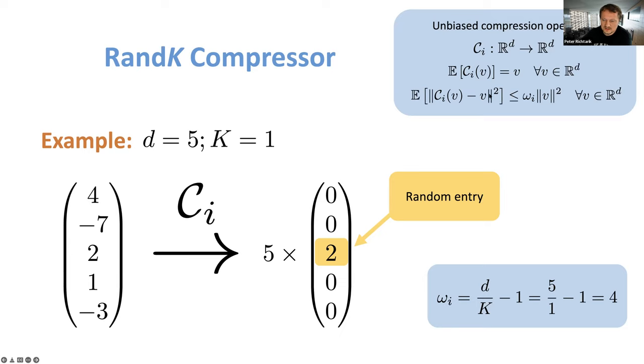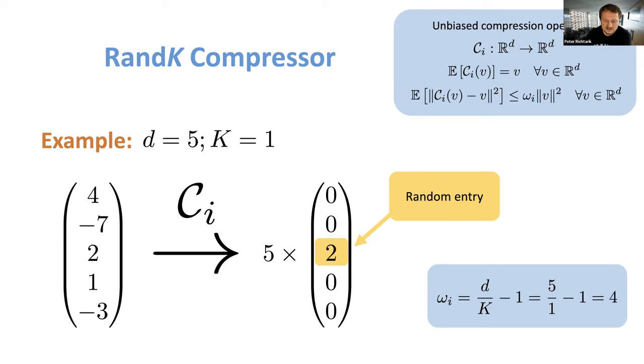And in particular, omega I just happens to be exactly D minus one in this case. In general, it's D over K minus one. So if you compress a lot, and in this case, we really squeeze out the maximum juice out of sparsification, because if we zero out D minus one entries and kept only one, then omega I is going to be huge. So D minus one, so the variance will grow. And in general, the larger the variance, the more you can compress.